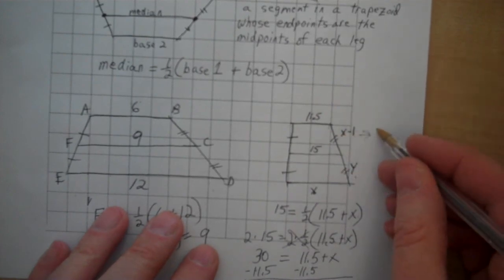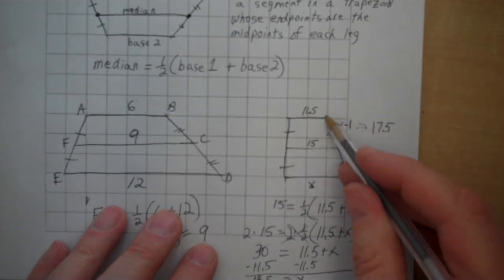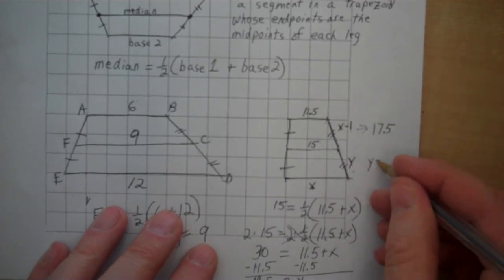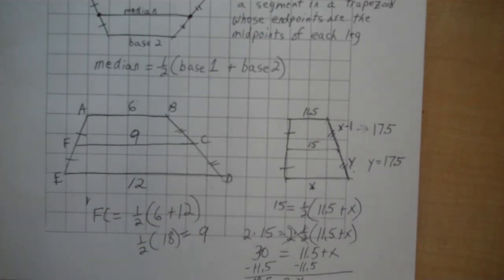Now, let's just use that to find y. I have x minus 1, so I know this side is 17.5. Well, if this is 17.5, so is this, and that's how we get y. Y would be 17.5. Just to incorporate a little bit more into the problem.